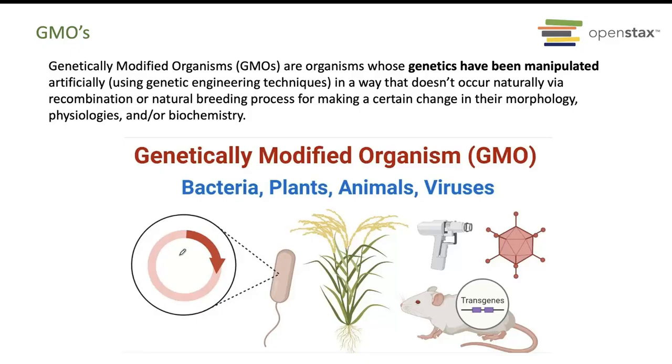All right, so we're going to talk about GMOs. GMO stands for genetically modified organisms, and these organisms have been manipulated. That's the thing, okay? They have been manipulated artificially using genetic engineering techniques in a way that doesn't occur naturally via recombination or natural breeding. And these changes can change their morphology, so how they look, their physiologies, like what kind of chemical reactions, what kind of things that they can do, or biochemistry, right? What kind of chemicals they make.